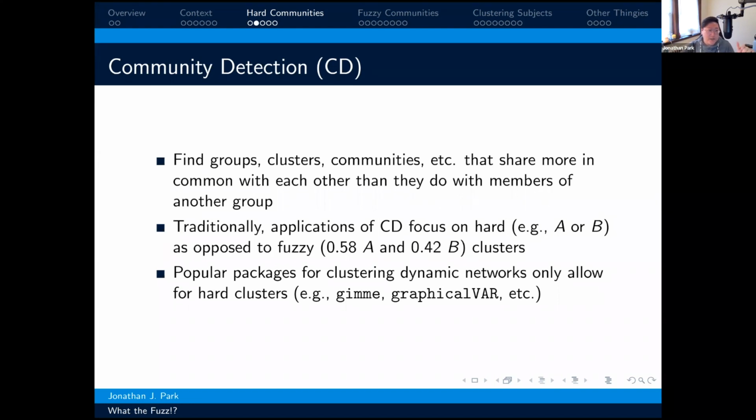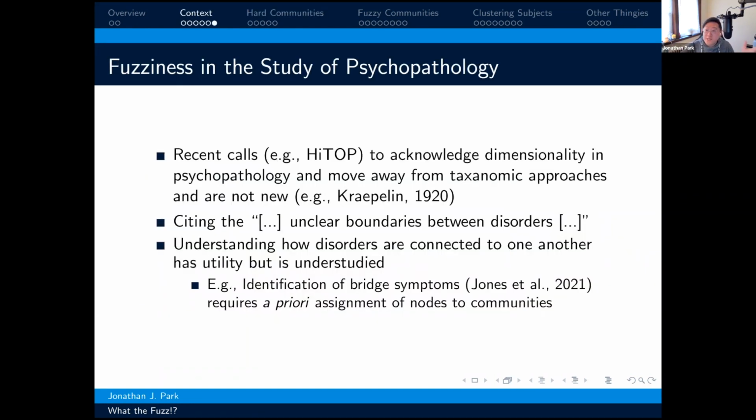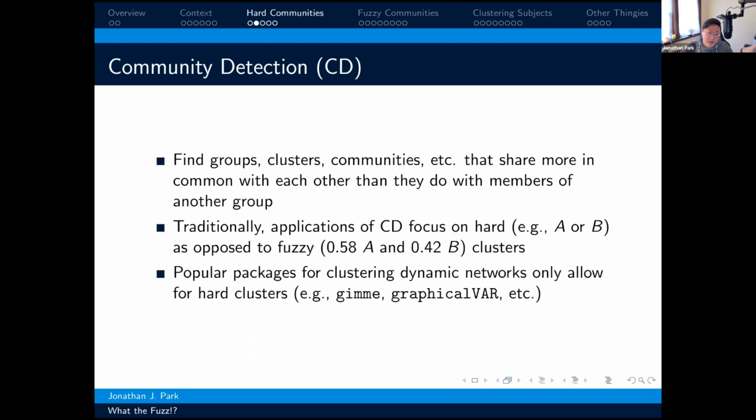And in line with these calls to acknowledge the fuzziness in psychopathology, various packages that cluster dynamics, so looking at dynamic network models, which is my area, like GIMME, graphical VAR, the alternating least squares VAR, and various other methods implement only hard clustering solutions. And it wouldn't be super difficult to add some functionality to allow for fuzziness. And so I'm going to talk about an example of community detection, and then I'll talk about how the changes might manifest in these packages.